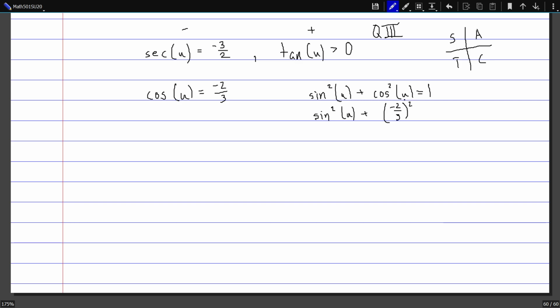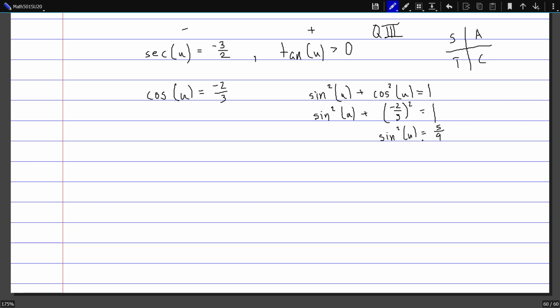We talked about this before, but a trigonometric function squared is the same as the value of that trig function squared, so that's why we have it here, equals 1. So this is going to end up being positive 4/9, which I'm then going to subtract from both sides. 1, which can be thought of as 9/9 minus 4/9, is going to give me 5/9. So I have sine squared U equals 5/9.